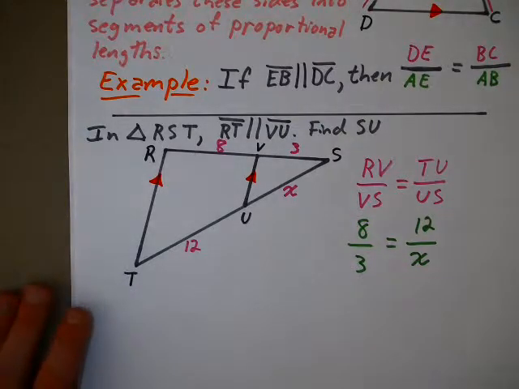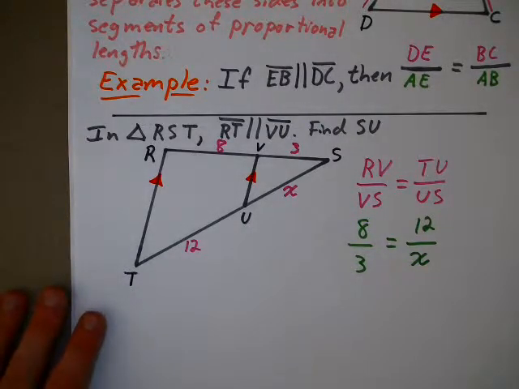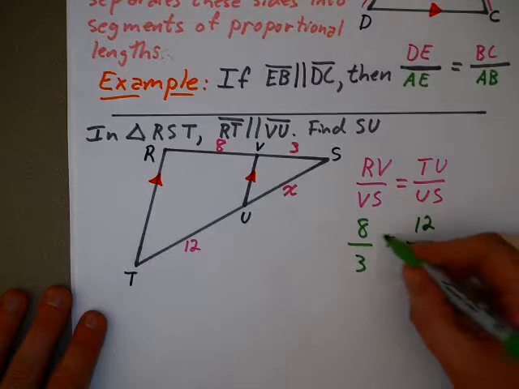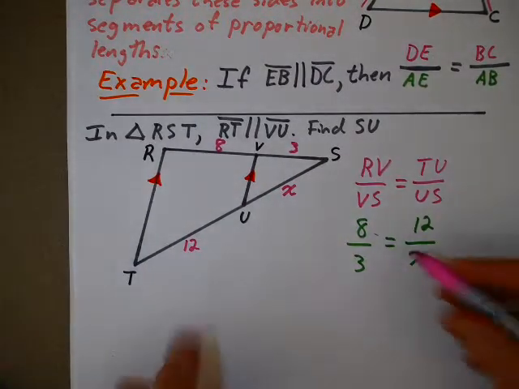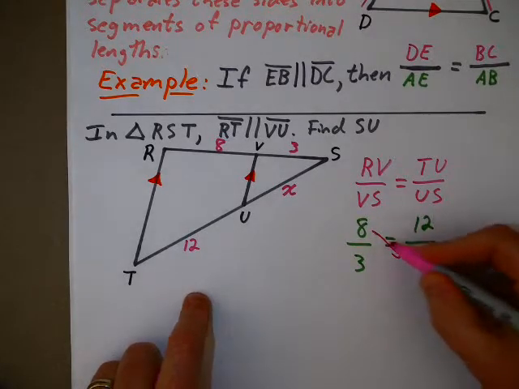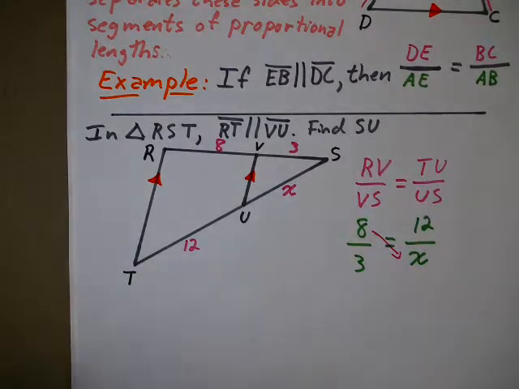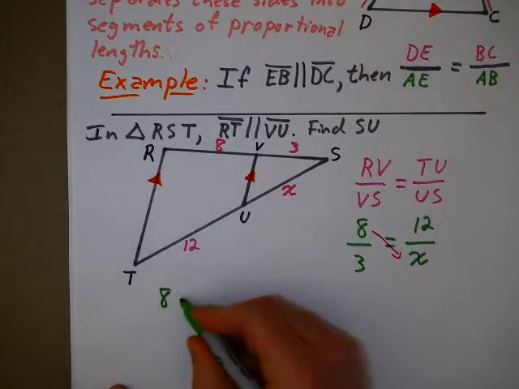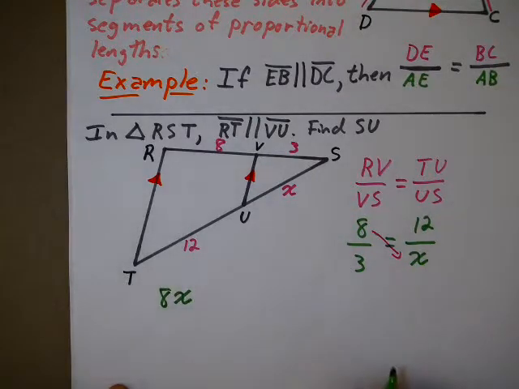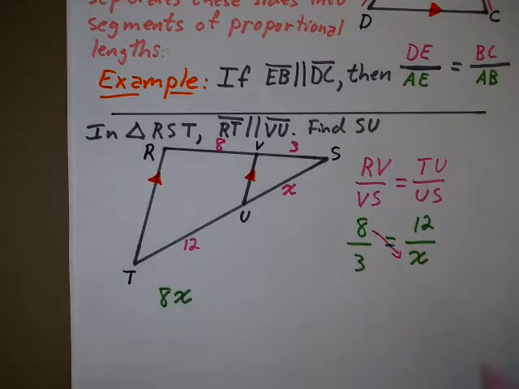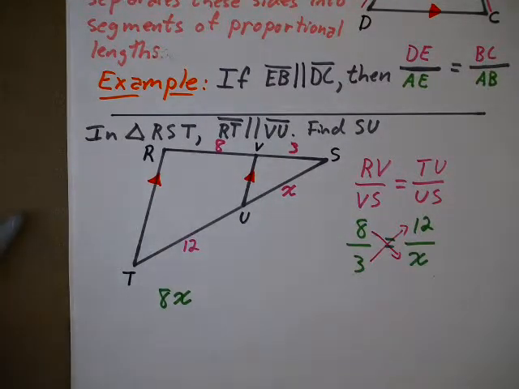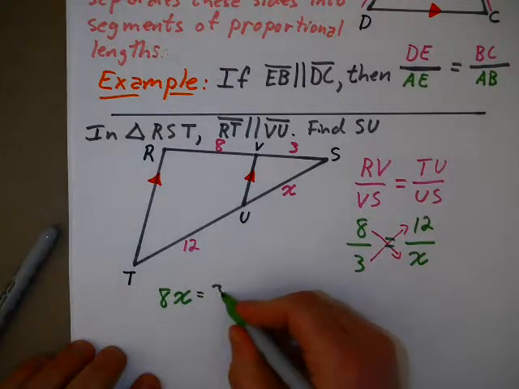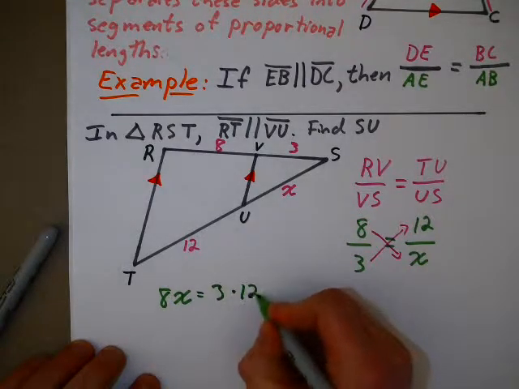So now we're going to cross multiply. I'm going to multiply 8 times X, that will give me 8X, and we're going to set that equal to 3 times 12.